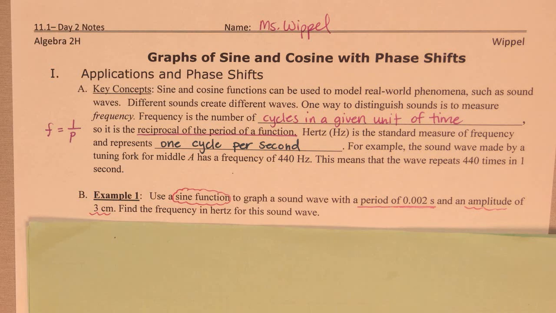Remember yesterday we talked about the period of a function. Okay, so the period is one cycle. So to find the frequency, you can just take the reciprocal of the period. And then hertz is the standard measure of frequency, and that's 1 cycle per second.